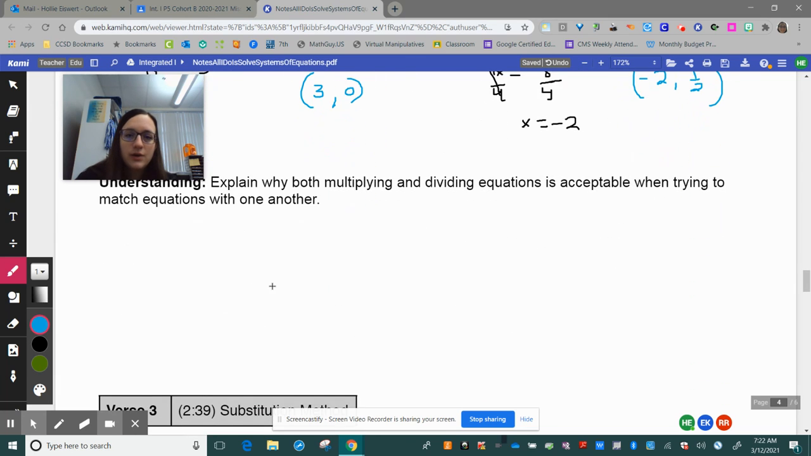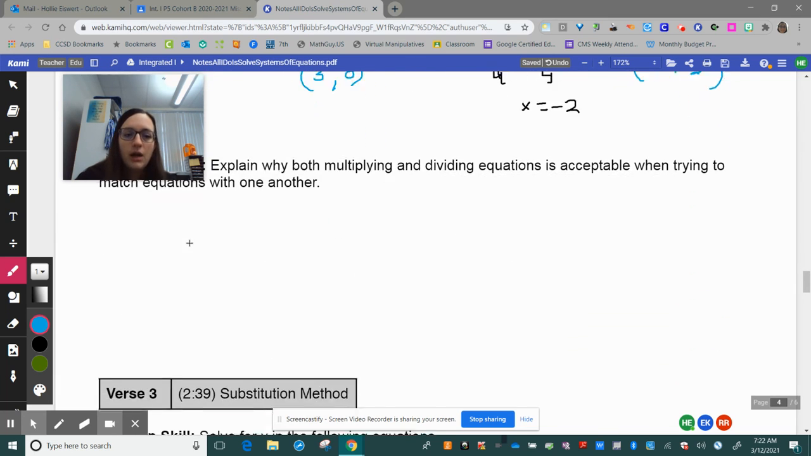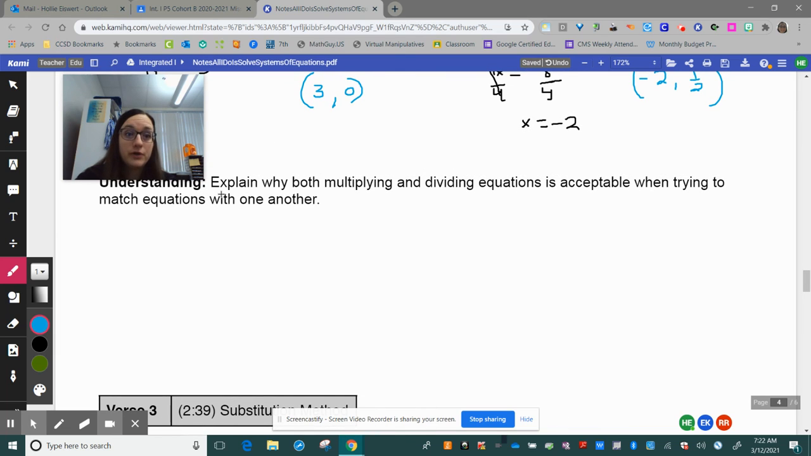All right, you're going to try and answer this question. So this is you on your own. We did all the math together. You're going to explain why both multiplying and dividing equations is acceptable when trying to match equations with one another. We did a lot of this. We didn't do dividing, but explain why that one would work too.